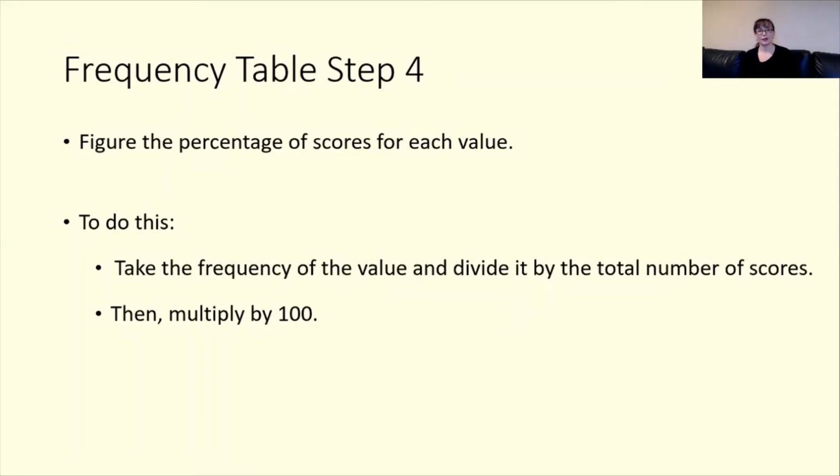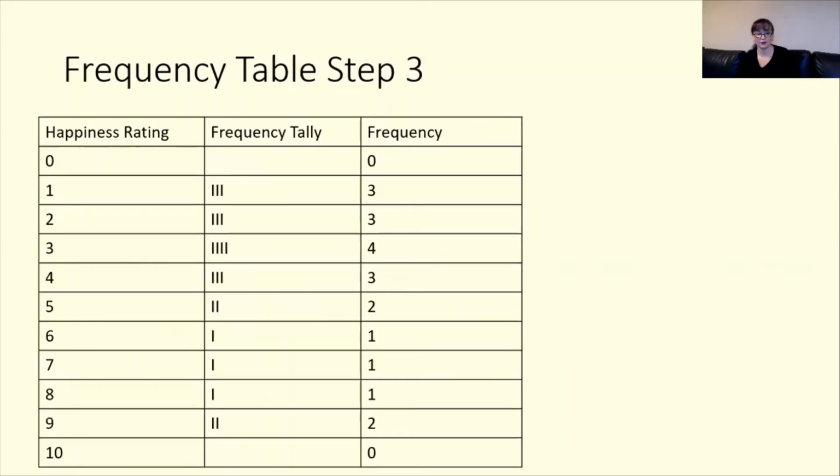Now our last step is going to be just a teeny bit more involved, but it's going to be very straightforward. We have these step-by-step instructions here. We're going to calculate the percentage of scores for each value. To do this, we're going to take the frequency of a particular value, divide that by the total number of scores, and then take that answer and multiply it by 100. For example, we have 4 participants who rated their happiness at a level of 3, which if I go back here, we can see that that is the case.